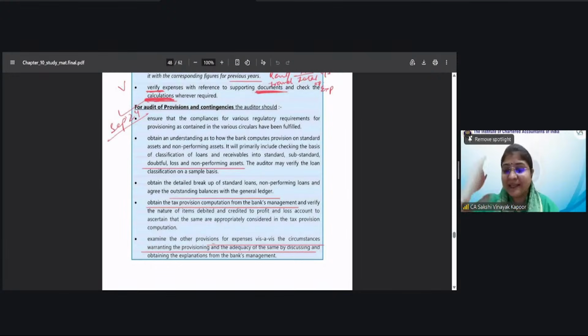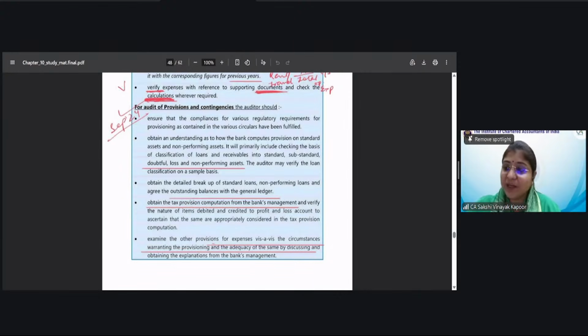Then for tax, obtain the tax provision computation. You ask the bank, please give me the computation of the tax provisioning that you have done. Verify whether the PL account contains any debit or credit which should not be dealt with. For example, I told you, they have debited the penalty. That is disallowed. So that has to be again told to the bank that no, it is disallowed.